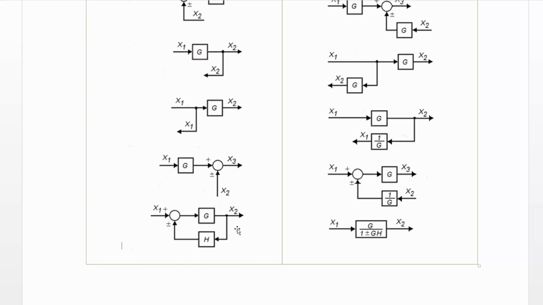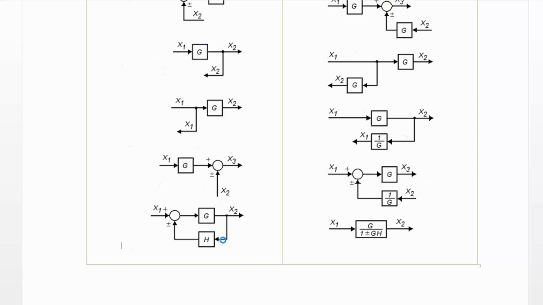Here's a typical feedback loop. We've got X1 coming in, G going out, and H coming back, so this becomes G over 1 plus GH. This is just what we did in our example. We did 1,000 over 1 plus 1,000, except this transmitter in the feedback loop, the sensor, had a gain to it.